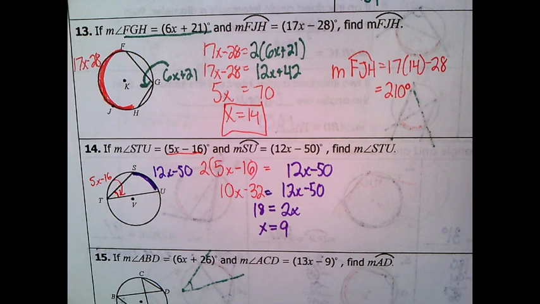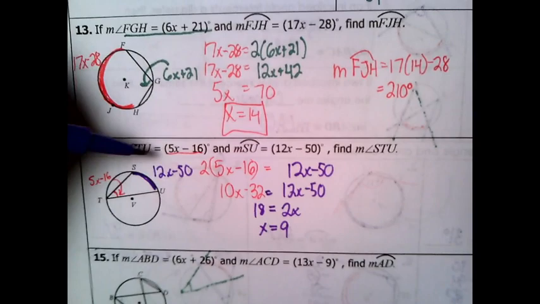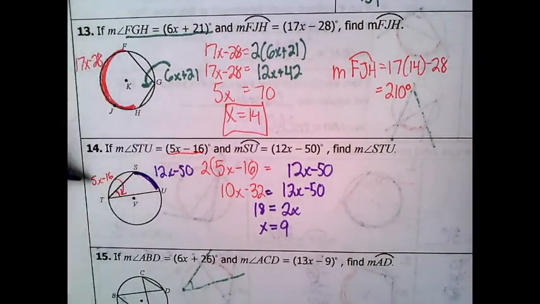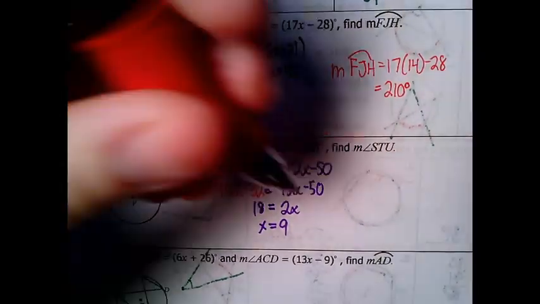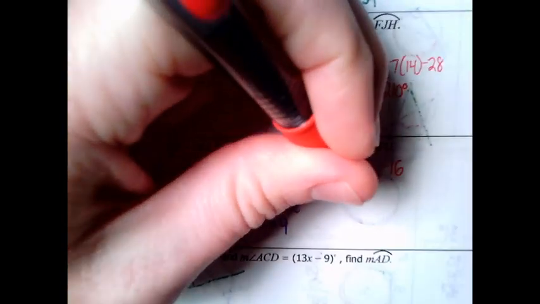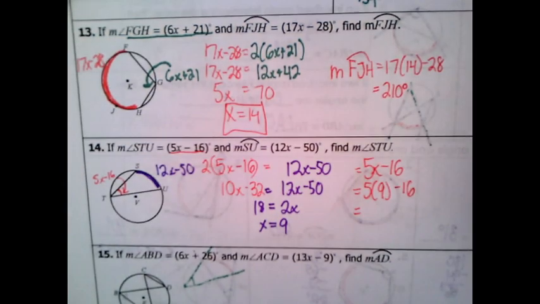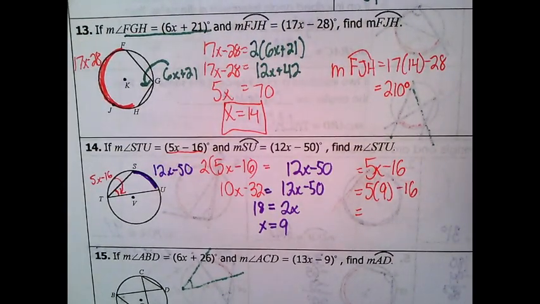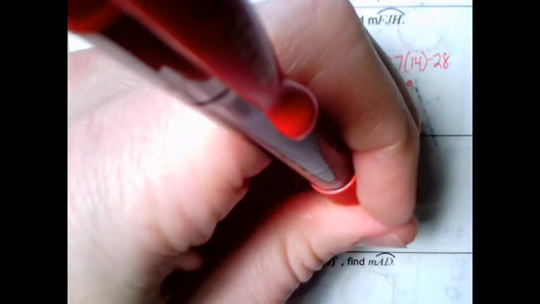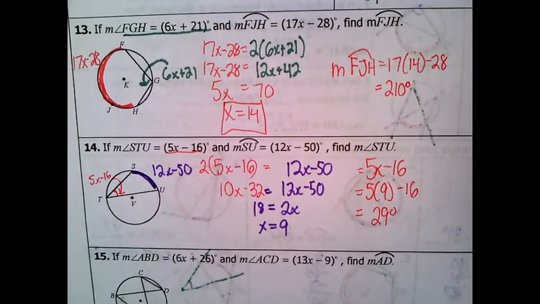Okay. But they don't want that. They want STU. STU's red. So I'm going to do the red part. 5x minus 16. 5 times 9 minus 16. 5 times 9 minus 16 is 29 degrees.